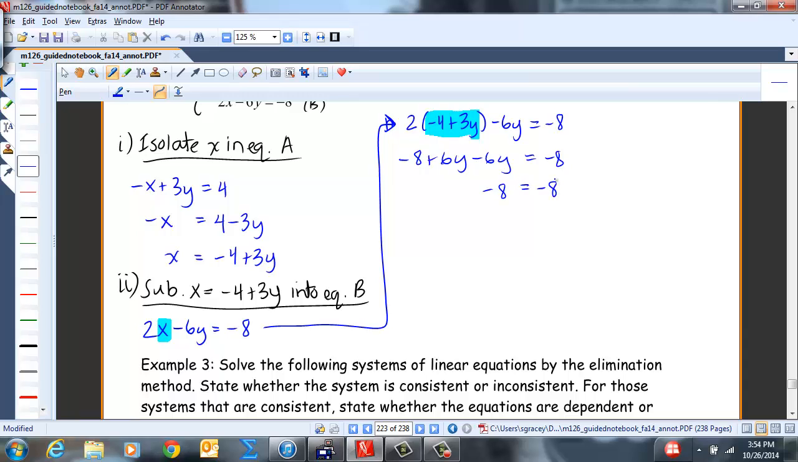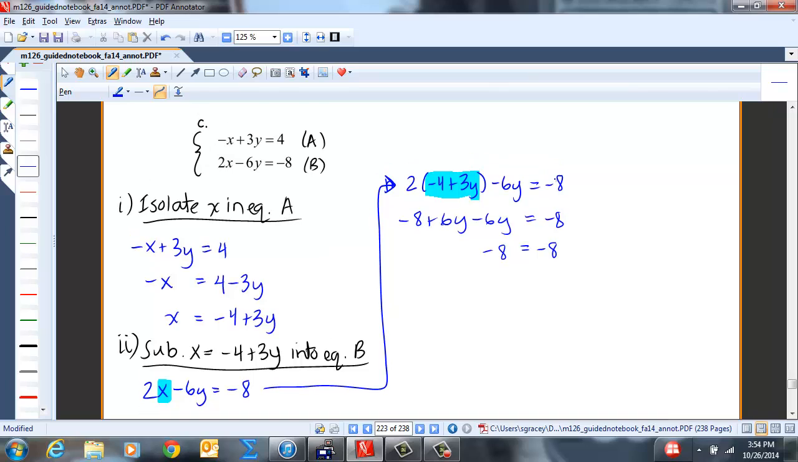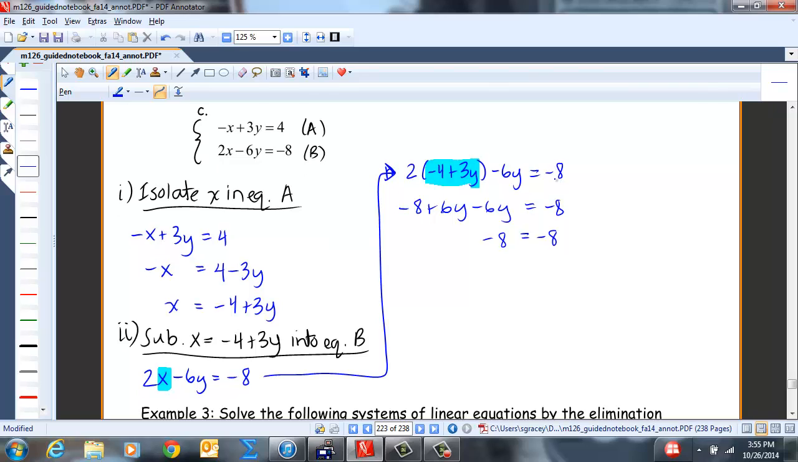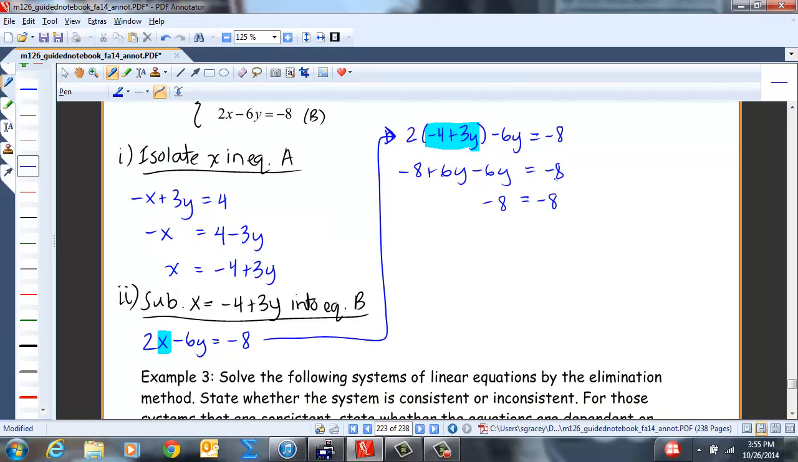So what do you think about this? If you look carefully, you'll see that equation B is equation A multiplied by 2. Do you see that? So they're actually collinear. They're the same line, or coincident lines. So you get a true statement. So what that means is there's infinitely many solutions.